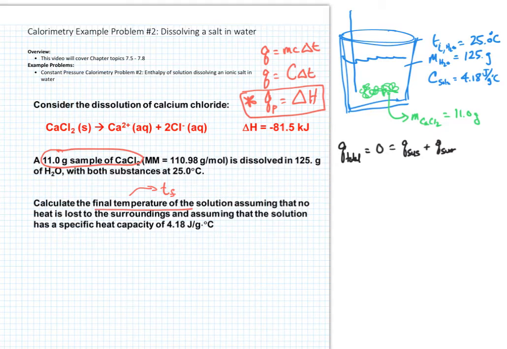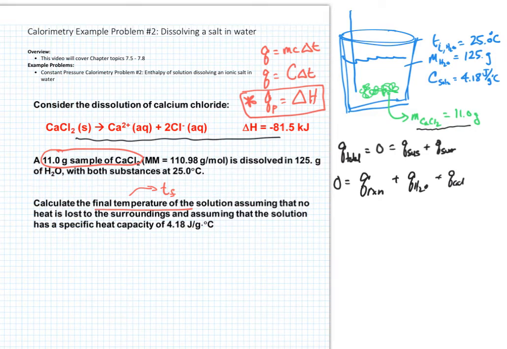So if we think about Q sys plus Q surroundings, well, the system is clearly made up of this chemical reaction right here. This dissolution reaction is definitely part of the system. So the way we write that is we say Q reaction. We're actually interested in the chemical reaction that takes place. That's part of the system. And we can say the water is the surroundings and the calorimeter. That's fine. So Q H2O plus Q calorimeter are all the other things that are involved.